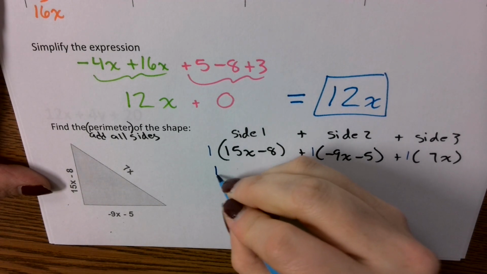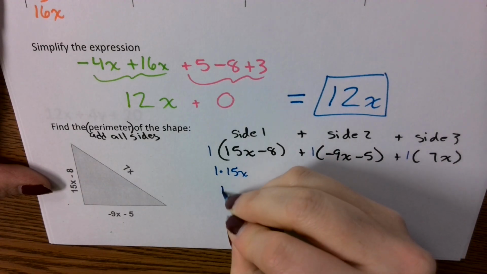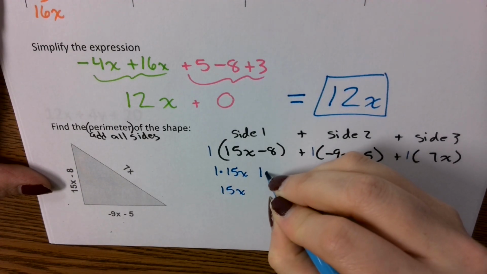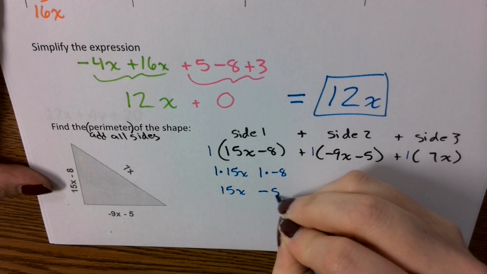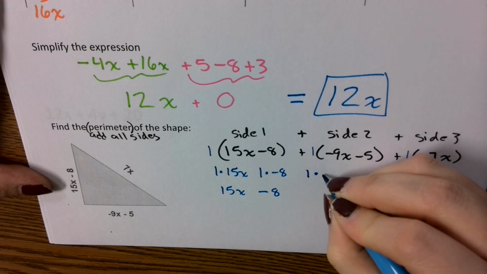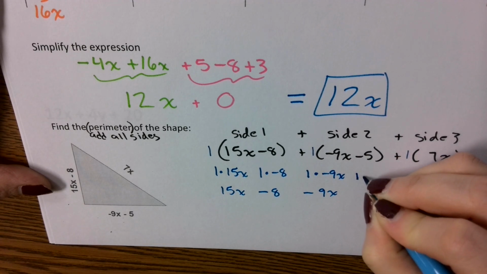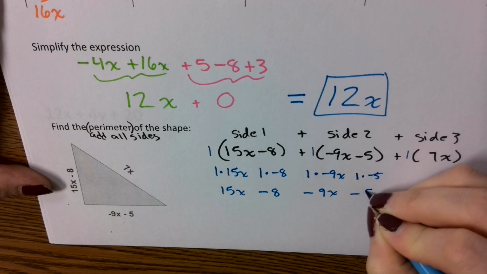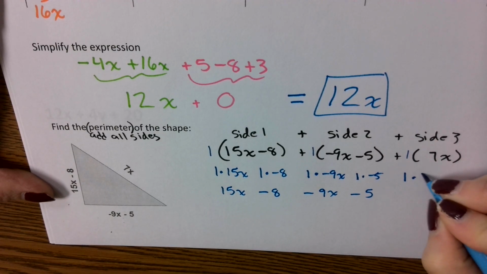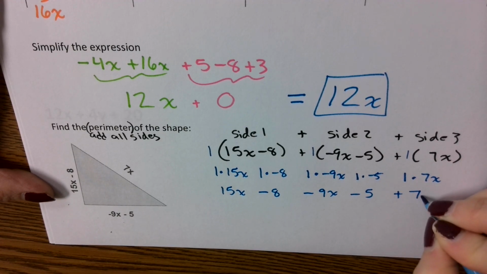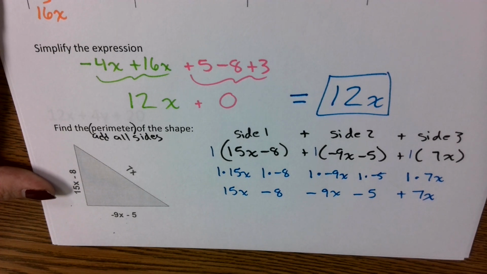No. Okay, 1 times 15x is 15x. 1 times negative 8 is negative 8. 1 times negative 9x is negative 9x. 1 times negative 5 is negative 5. And 1 times 7x is positive 7x. Okay, so it really didn't change anything. So now let's combine the like terms.